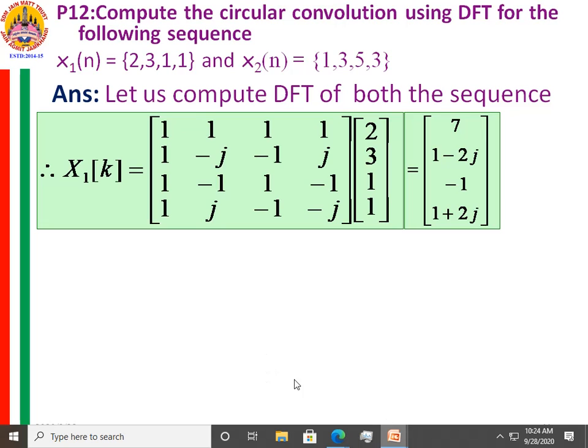Yes, ma'am. So have you understood how to obtain this x1 of k? If you reply, I will understand whether you are audible to me or not.